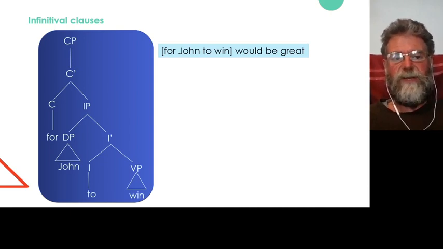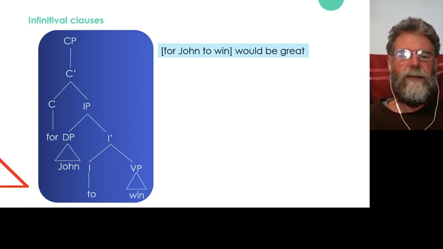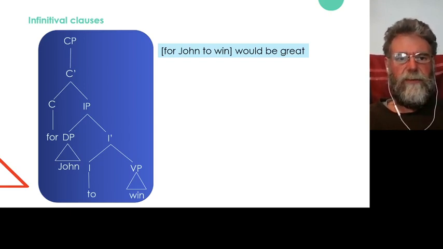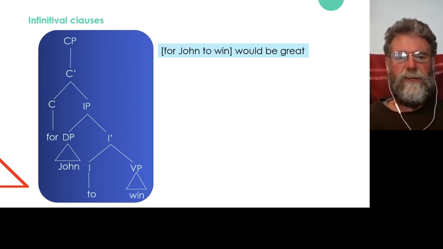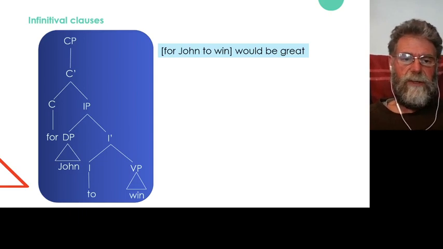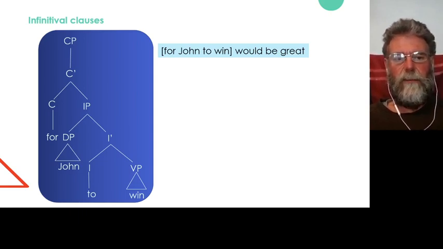We've got the subject, John, here. That's obviously moved out of the verb phrase where John is the argument of the verb to win. But here it's moved out of that and is in the specifier of the IP. And the inflection position is filled by the infinitive to, the inflection element which you get in an infinitival clause. Okay, so that seems to be fairly straightforward.